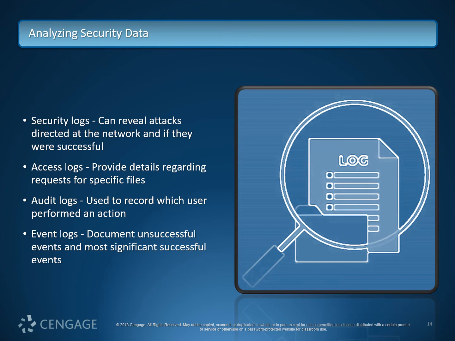So, just opening a program, not a big deal, but if it's a protected program or if it's accessing a particular database, that would be significant. Unsuccessful events are, password failed to access or a particular port was rejecting traffic. Those things can help us to identify where a potential intrusion may be occurring.